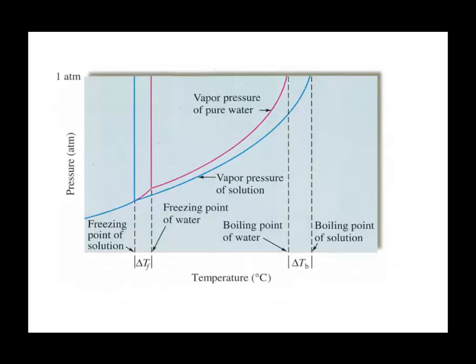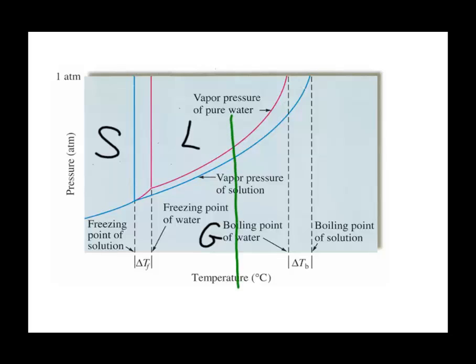Here's a pressure-temperature, or phase diagram, looking at the difference between the solution and pure water. Remember, a phase diagram shows us the difference between the solid phase, which is here, the liquid phase, which is here, and the gas phase, which is here, for a substance, or in this case, a solution. The red lines show us the pure water phase diagram. But if I throw in a solute, such as sodium chloride or sugar, it lowers the vapor pressure between the liquid and the gas.